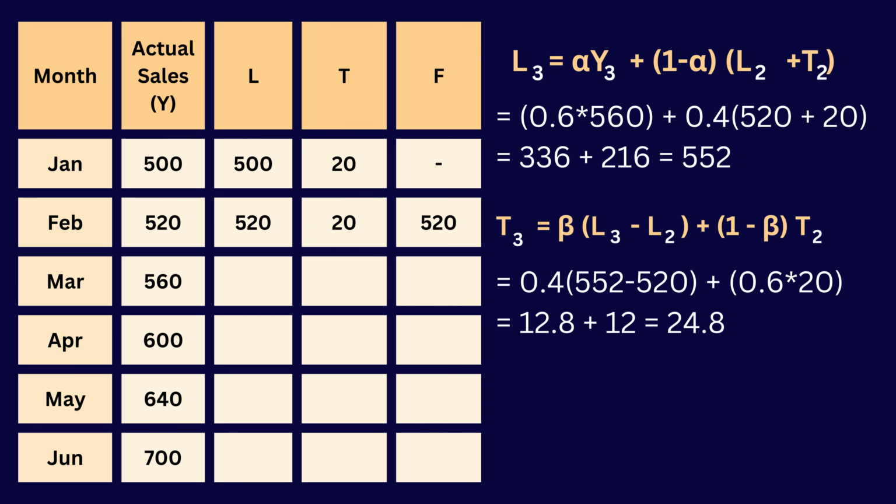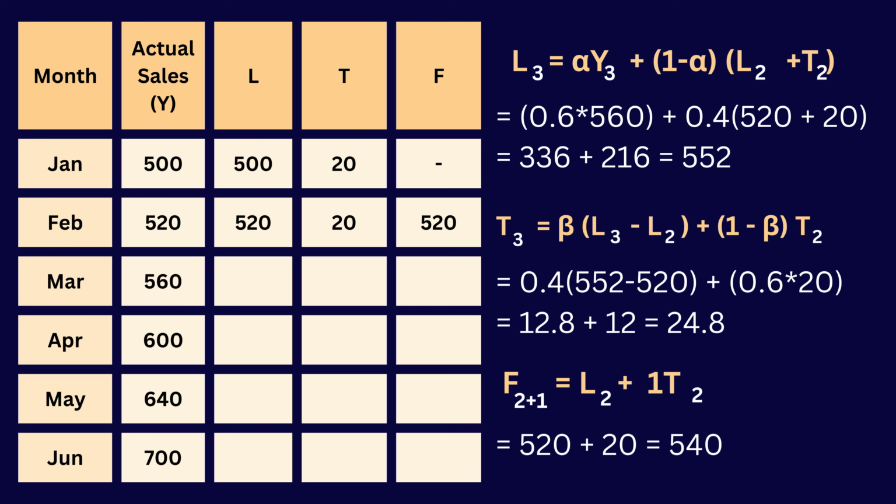T3 equal beta times L3 minus L2 plus 1 minus beta times T2. 0.4 times 552 minus 520 plus 0.6 times 20. So 12.8 plus 12 equal 24.8. So our T3 value is 24.8.